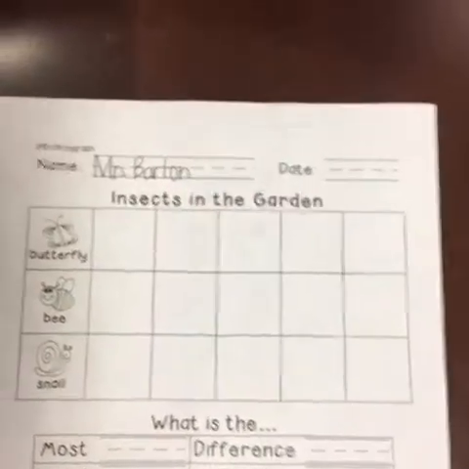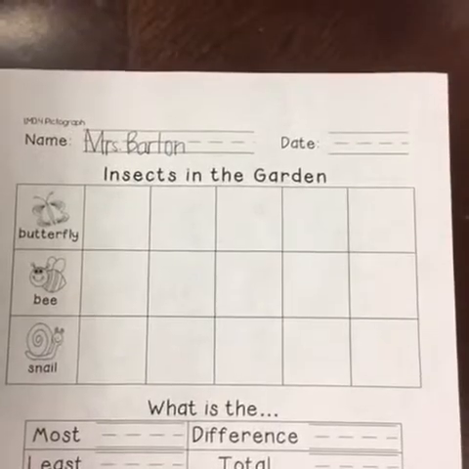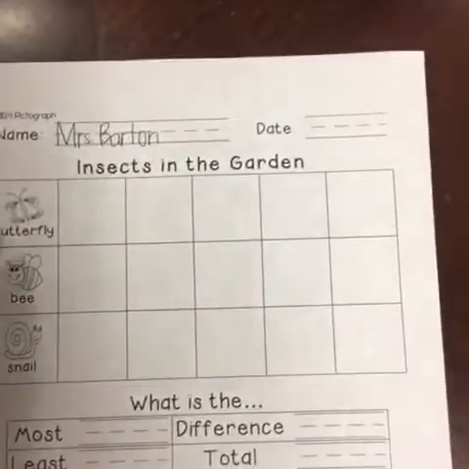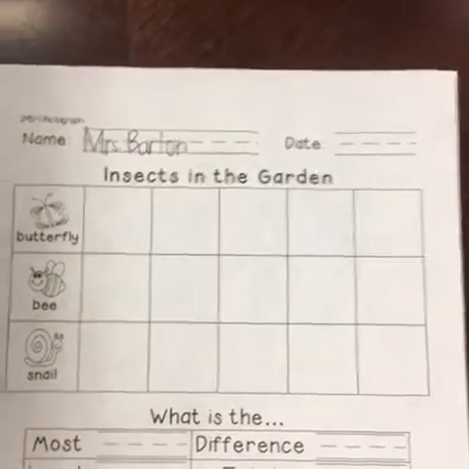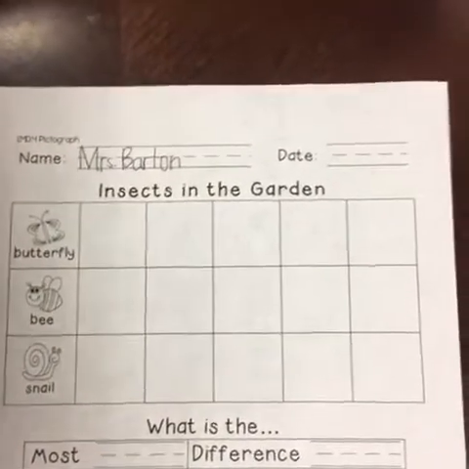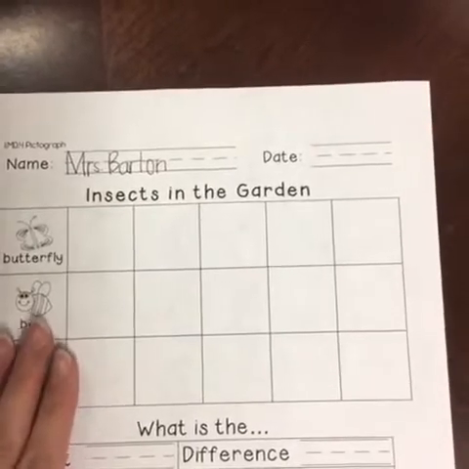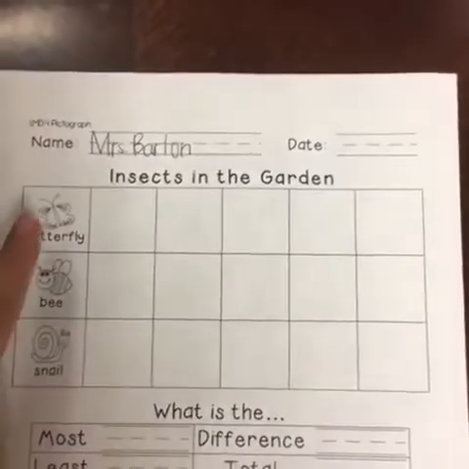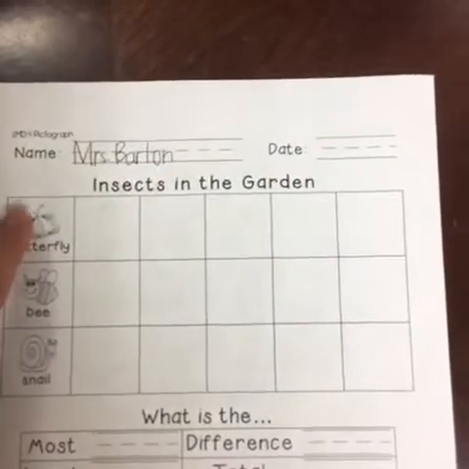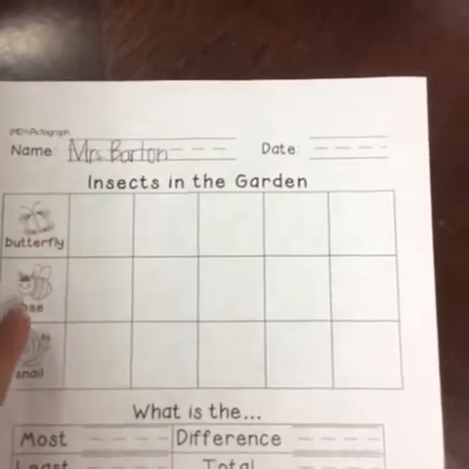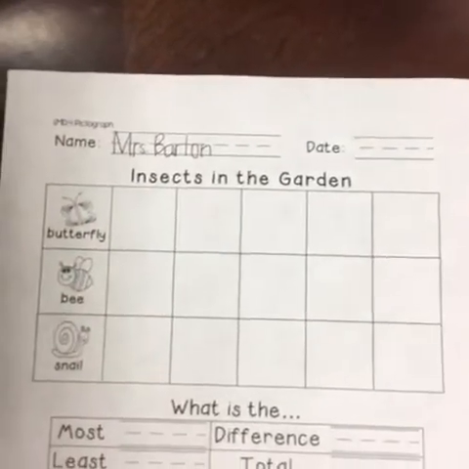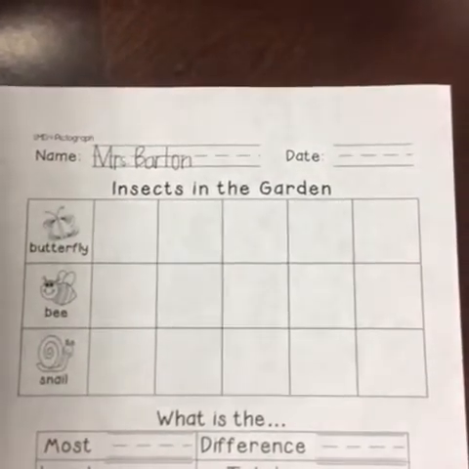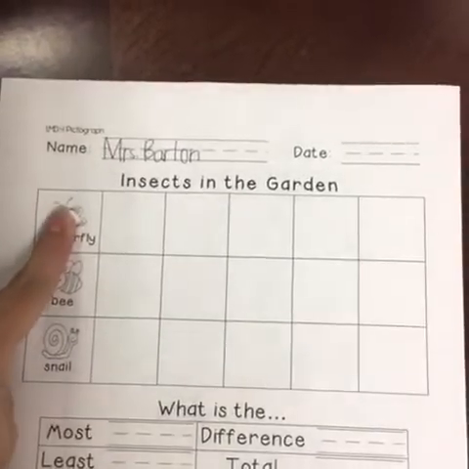Okay, kiddos, here's my paper. Today I'm talking about insects in the garden. Does anybody remember what these things over here are called? That's right, they're called keys. Boys and girls, be careful and don't let it trick you: when we're using a pictograph, make sure that we do not count the keys. That's just telling us where we put the information, but we should not be counting this as one.